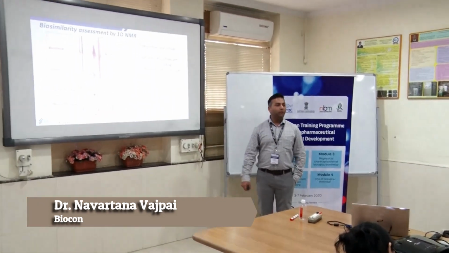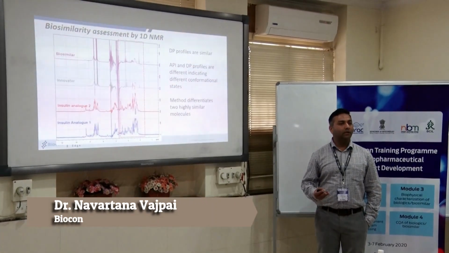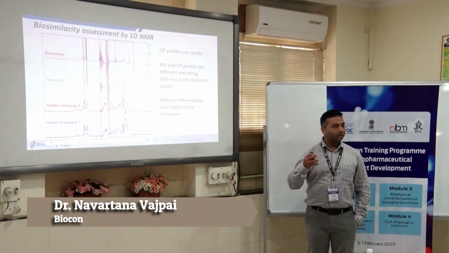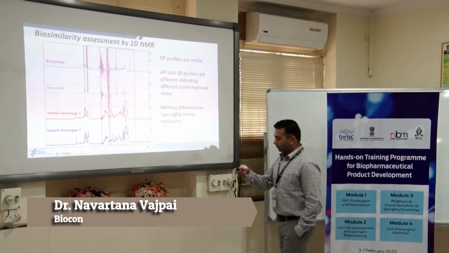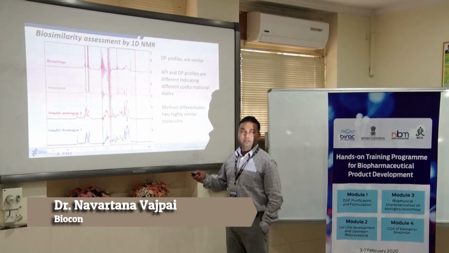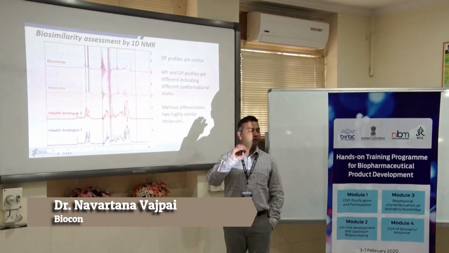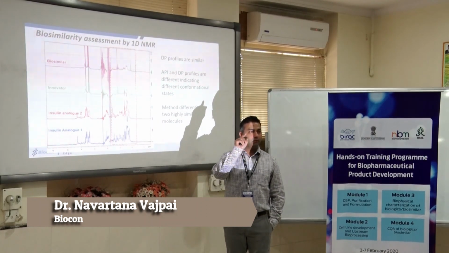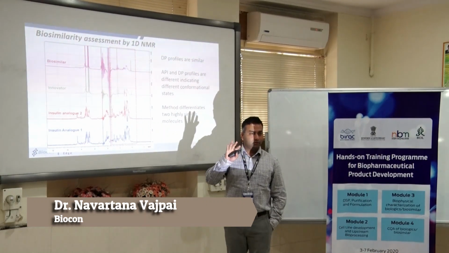1D NMR. So how do we assess our product? The easiest way is to perform a 1D NMR. When we talk about 1D NMR, it's mainly proton-weighted NMR spectroscopy. So you see, one of the insulin analogs is like this, another insulin analog is this. These insulin analogs differ from each other only in one or two amino acids. Apart from that, the whole structure stays constant.